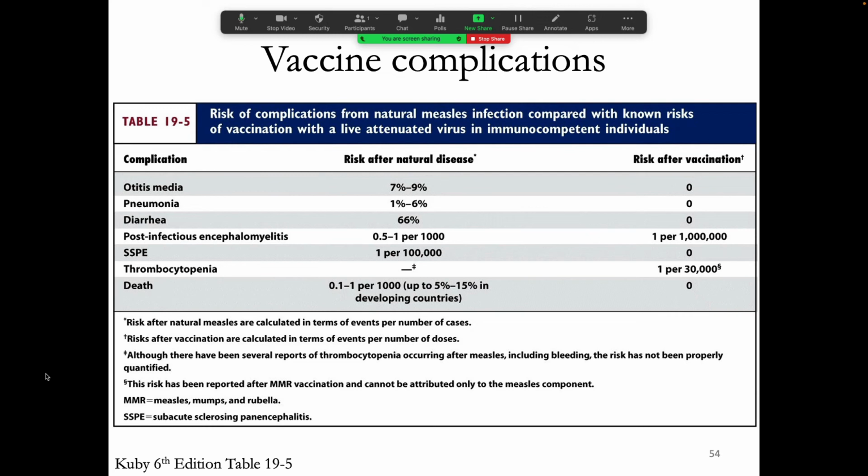So just be aware, yes, there are absolutely vaccine complications, but this is a risk-benefit analysis. You are taking a risk getting vaccinated of one of these complications, but you're getting the benefit of being protected against the risk of natural disease, which can include, you know, dying.